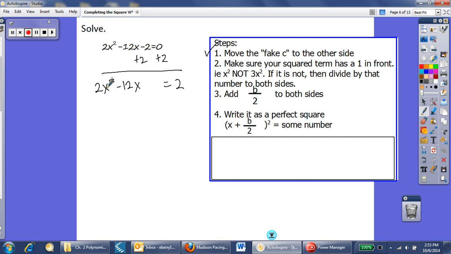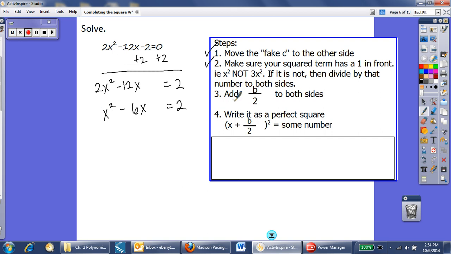Here's my squared term, x squared. It has a 2. If it is not, then divide by that number to both sides. So because there's a 2 in front and I want a 1 in front, I need to divide everything here by 2. Doing that, I end up getting x squared minus 6x equals 2. Okay, I've done step 2. Now there's a 1 in front of the x squared.